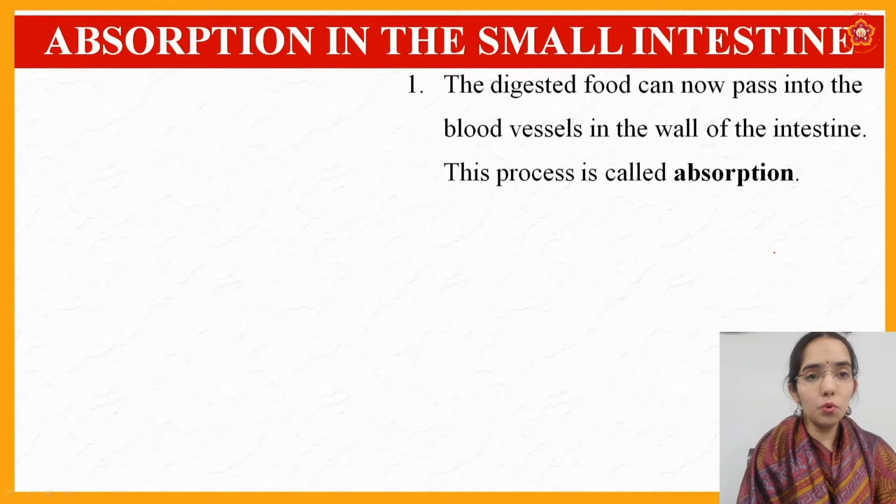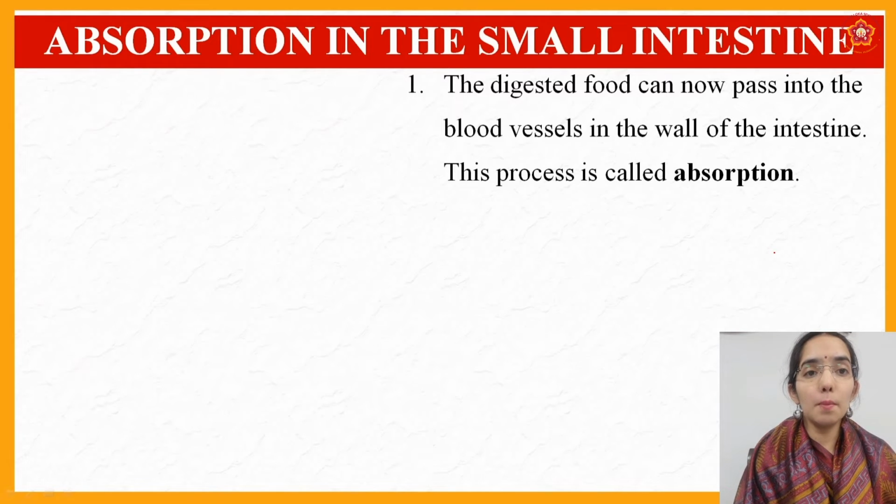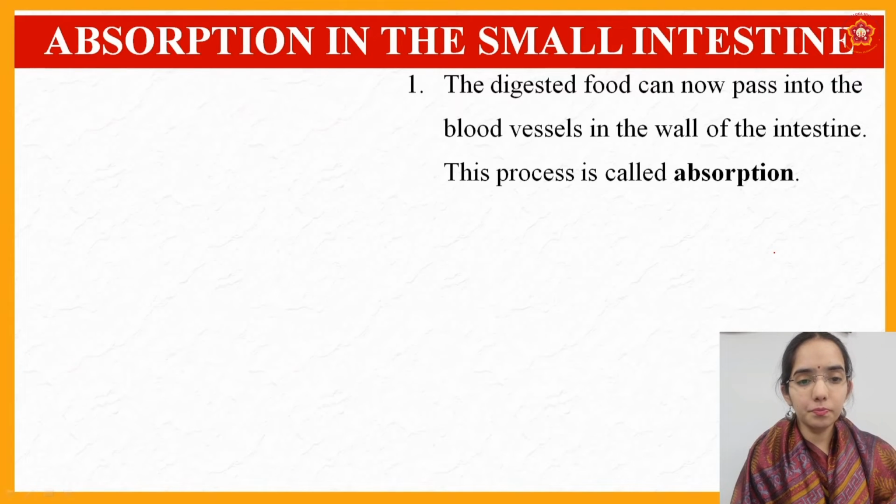So the digested food can now pass into blood vessels in the wall of intestine. This process is called absorption. So now all the digested food like glucose, fatty acids, amino acids, now what will happen? They will enter into the blood vessels of the small intestine. And this process is called absorption. What is absorption? The digested food is now passed into the blood vessels of small intestine. And this is known as absorption.